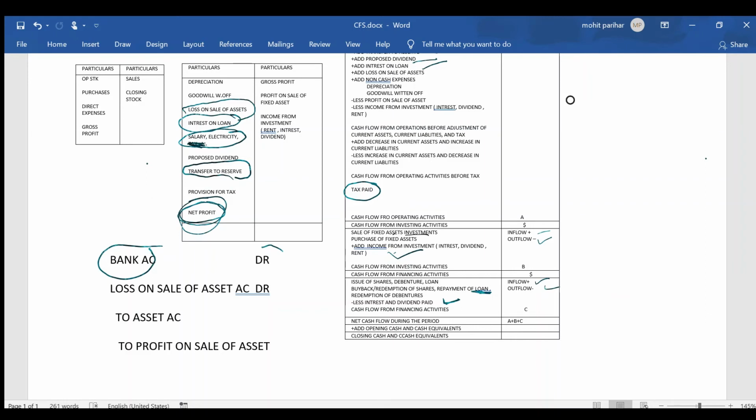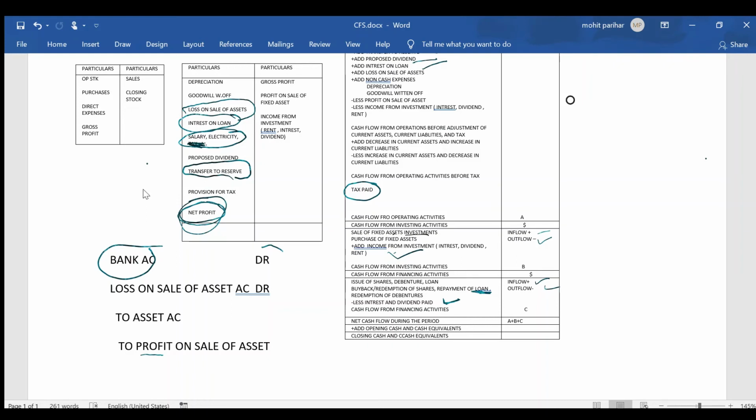Okay. And this loss on sale of asset does not represent any outflow of cash, and this profit on sale of asset does not represent any inflow of cash. These are just book entries to show the amount of profit and loss which we made, and they do not represent the inflow and outflow of cash. Therefore, they are non-cash items and we have to remove them from operating activities. And this bank account which is debited when we sell an asset will be a part of investing activities.